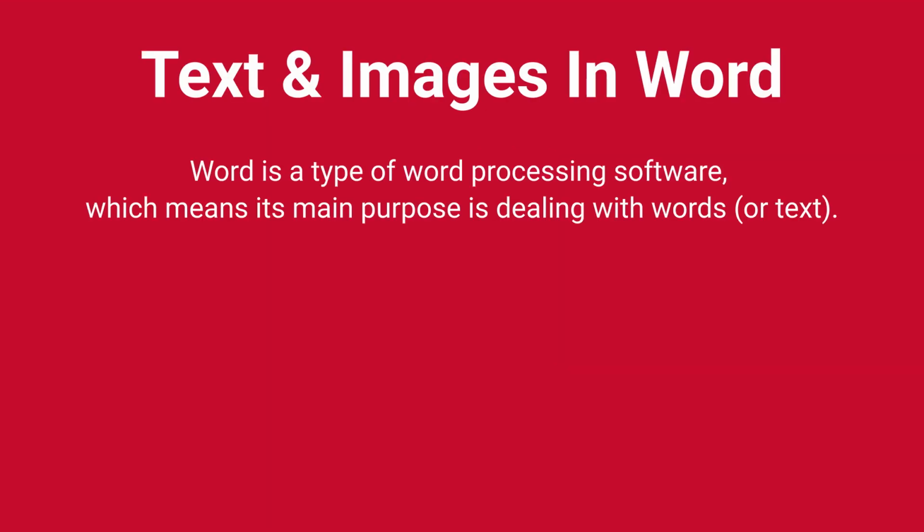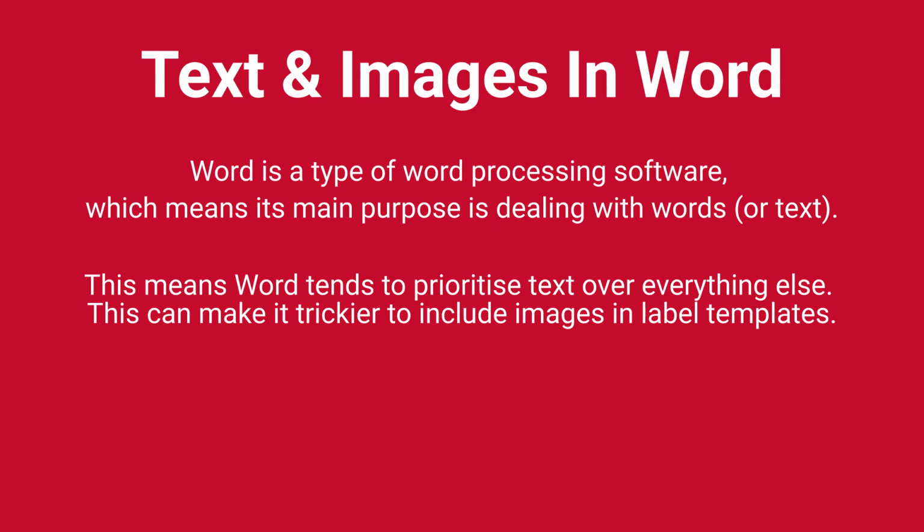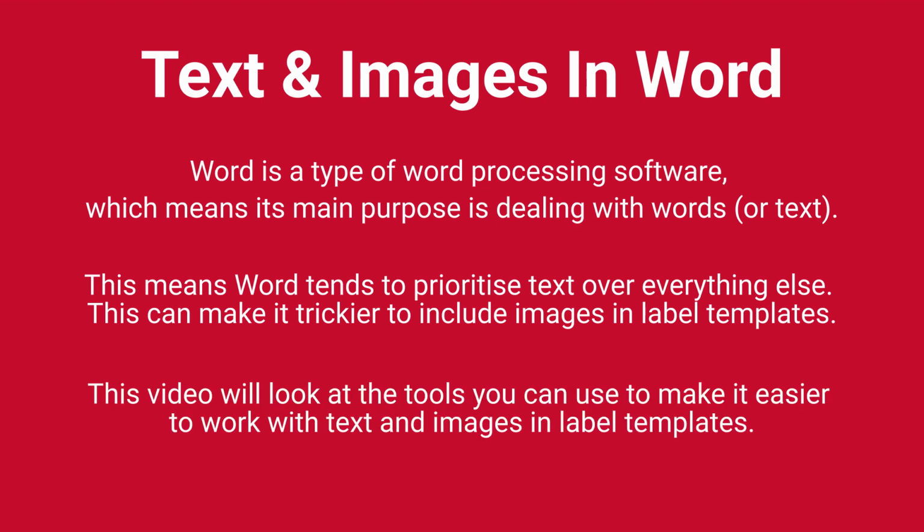Word is a type of word processing software, which means its main purpose is dealing with words, or text. This means Word tends to prioritize text over everything else. This can make it trickier to include images in label templates. This video will look at the tools you can use to make it easier to work with text and images in label templates.